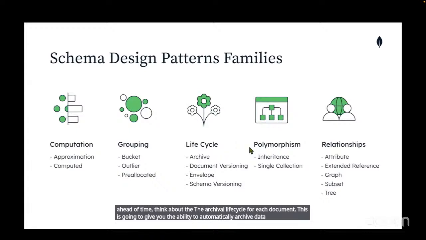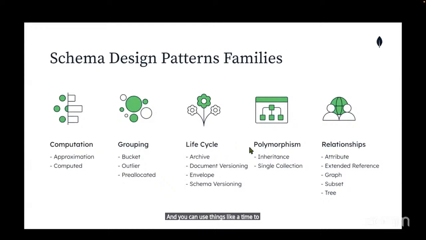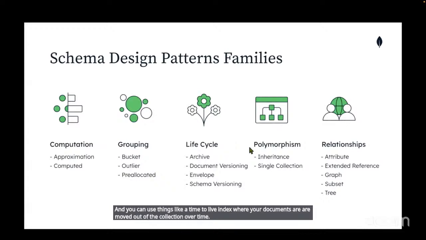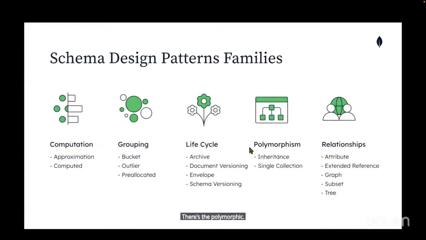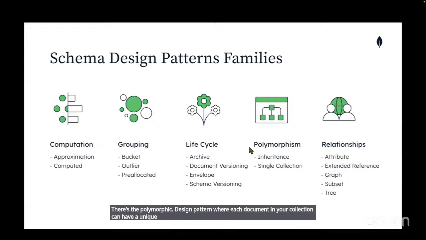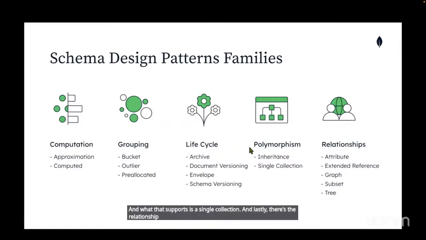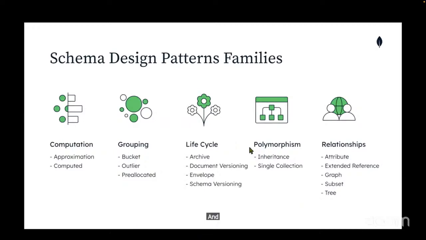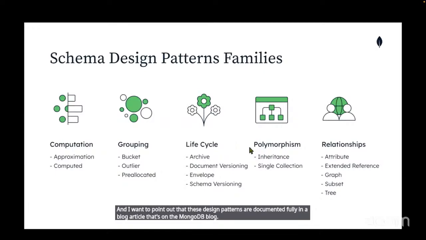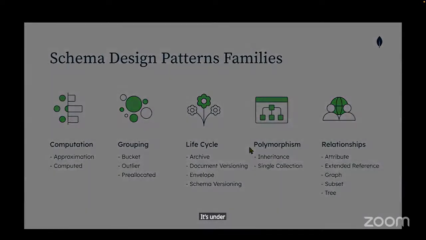And you can use things like a time to live index where your documents are moved out of the collection over time. There's the polymorphic design pattern where each document in your collection can have a unique design. It can have a different shape, and what that supports is a single collection. And lastly, there's the relationship design pattern guideline. I want to point out that these design patterns are documented fully in a blog article on the MongoDB blog. It's under data modeling design patterns.